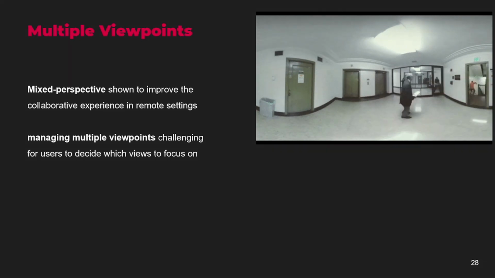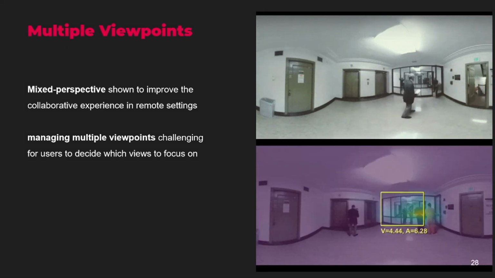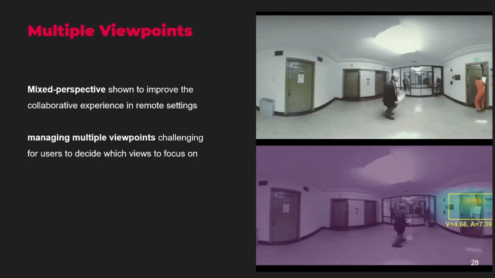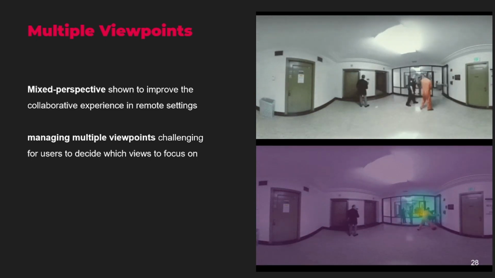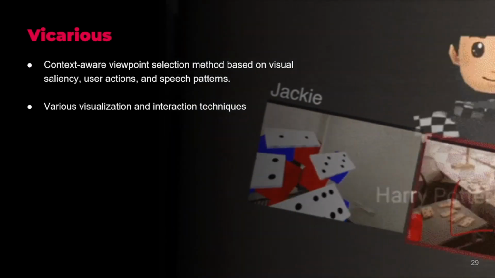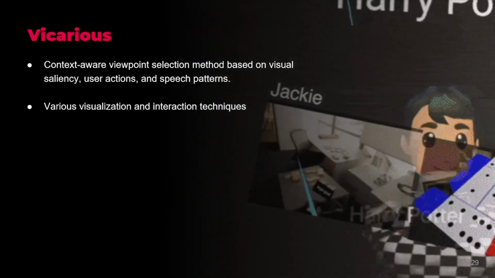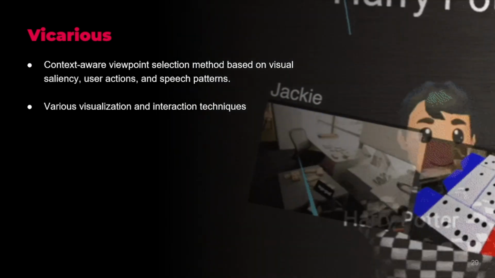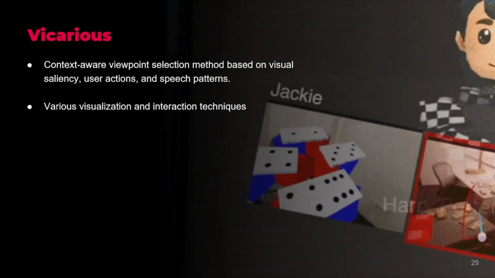One solution is to physically shift or toggle viewpoints, but this consumes time and adds the cognitive load of choosing the right perspective. But if we somehow highlight it or guide user attention, that could potentially help. That was the motivation behind Vicarious. In Vicarious, I presented a context-aware viewpoint selection method that simplifies and automates the selection of multiple viewpoints based on user actions in the current context.